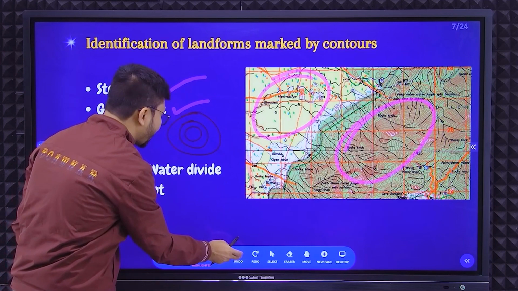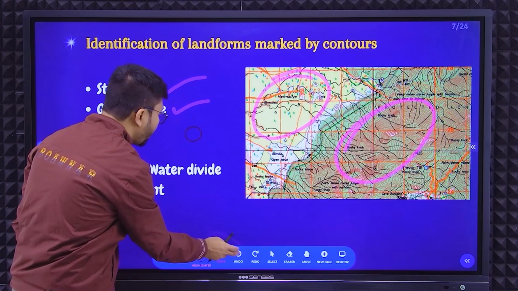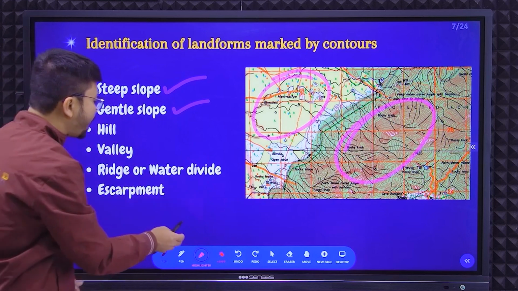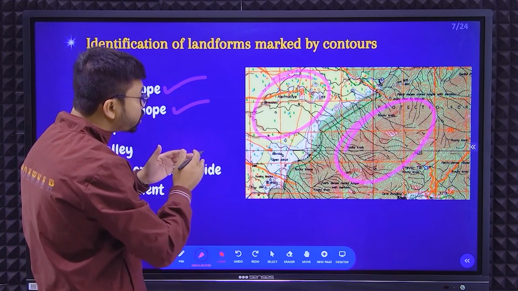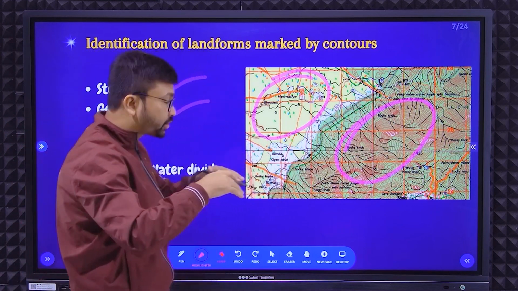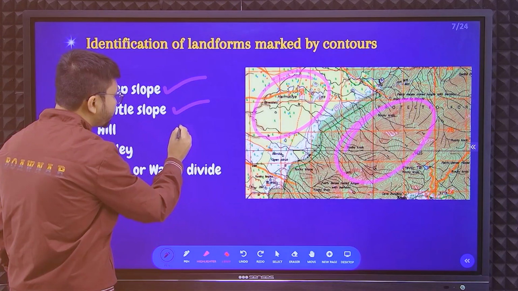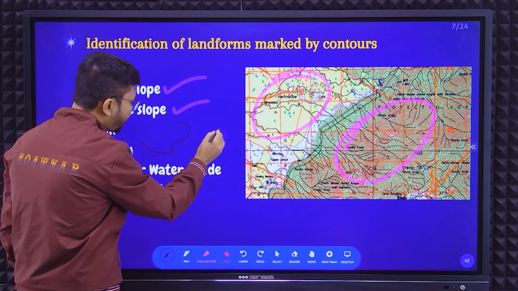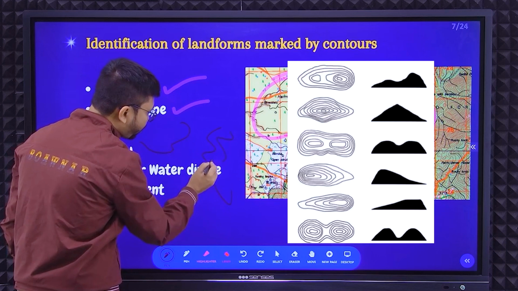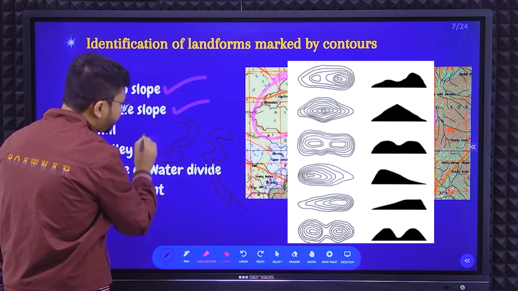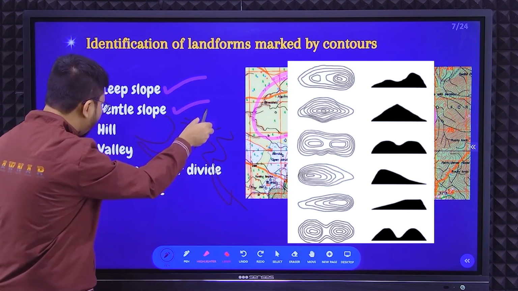So the next one is the valley. When there are highlands and lowlands, the contours go in two different directions, right? One contour will go like this, and another contour will go like this. So here you can see in between the gap there will be a valley.